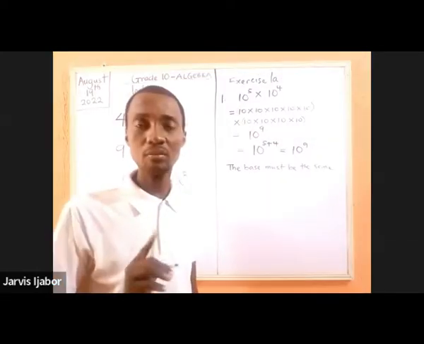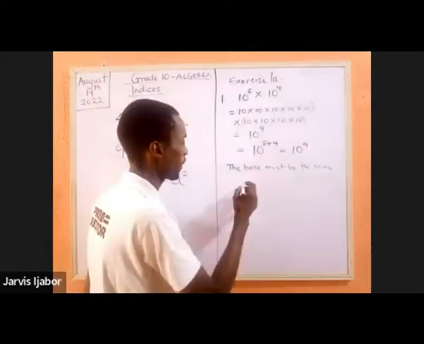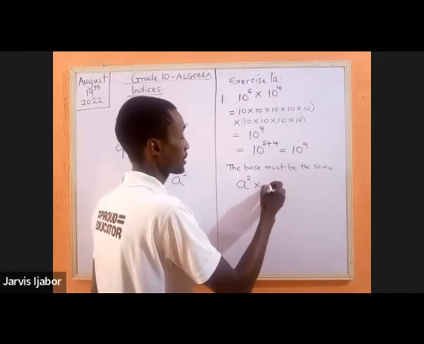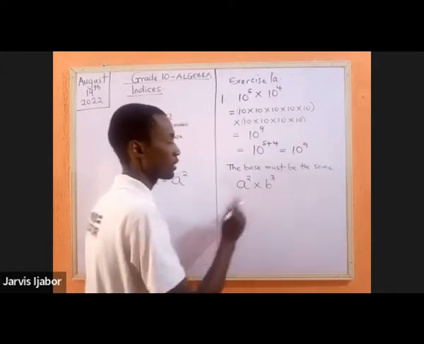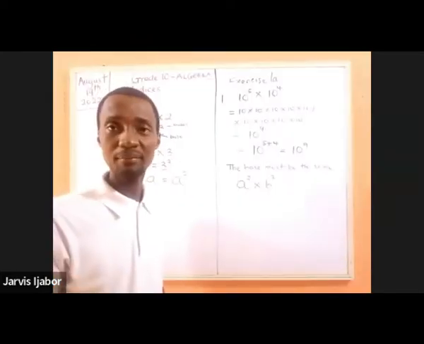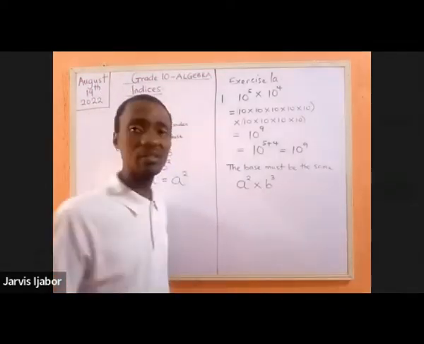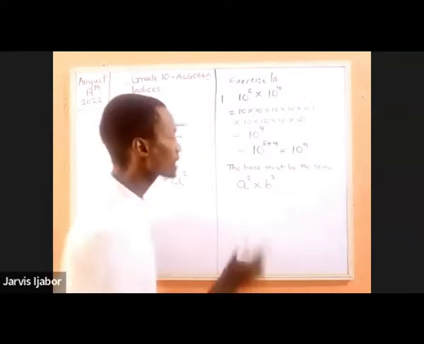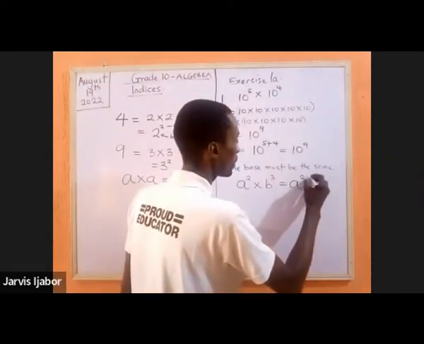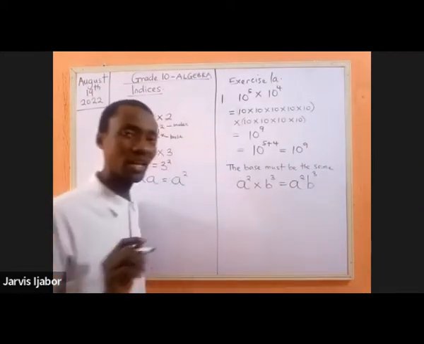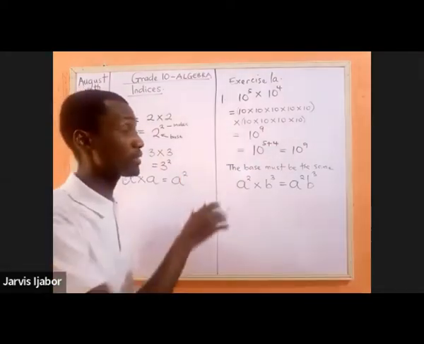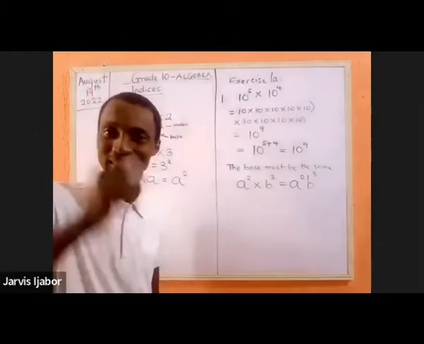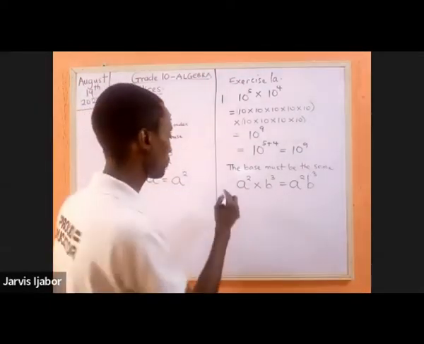The base must be the same. Now look at this. If I have a to the power of 2 times b to the power of 3, there's no way I can do anything here because a and b are not the same numbers or the same base. So there's nothing I can do here. So my answer will just be what? A squared b cubed. So you see that the first thing you must take note of in solving problems is that the base must be the same. All right, so that's for number 1.